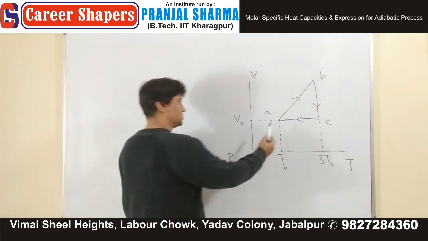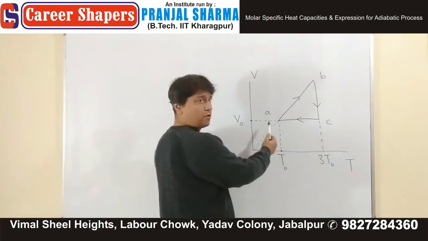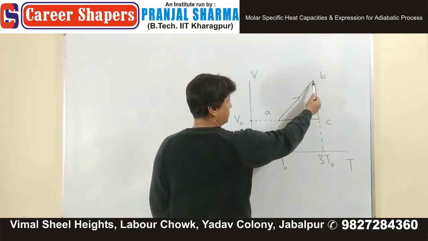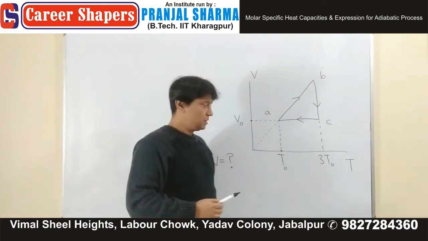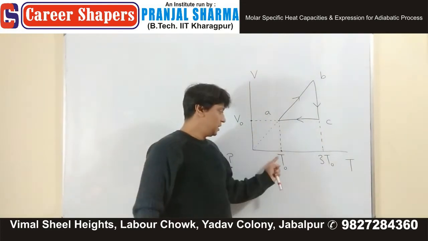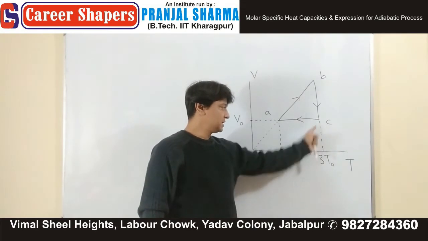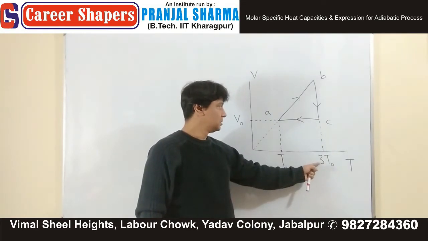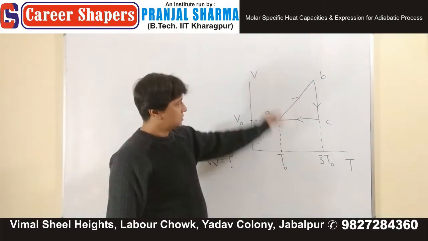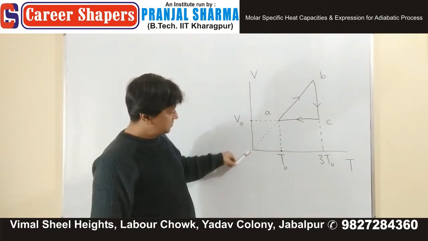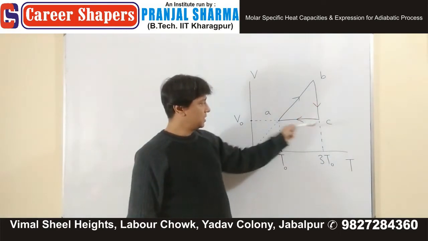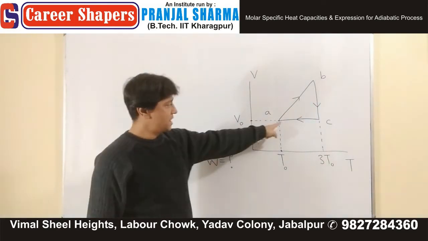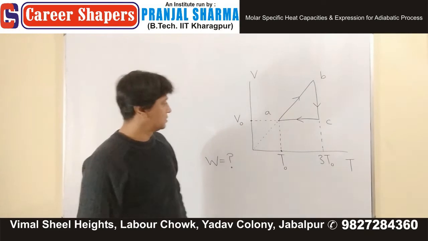Cyclic process starts from A, B, C, back to A. At A temperature is T naught, at C temperature is 3 T naught. This part is passing through origin. This is the vertical part, this is the horizontal part. Right at this point, volume is V naught.